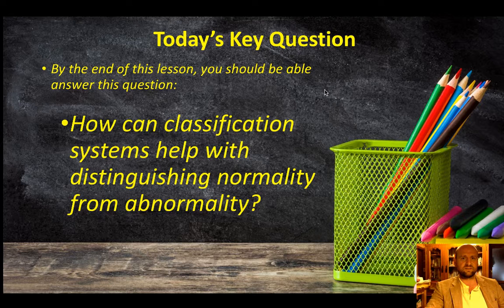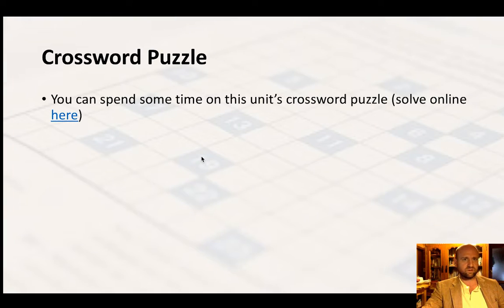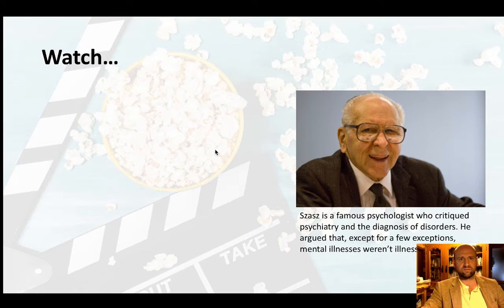And as I said in the previous video, we'll look at how classification systems can help us distinguish normality from abnormality. That is their primary purpose. In other words, how and why is DSM used in the diagnosis of disorders? That's what we're looking at. There's a crossword puzzle for the unit. They can solve it online if they like, and that can be a little bit of a recap.